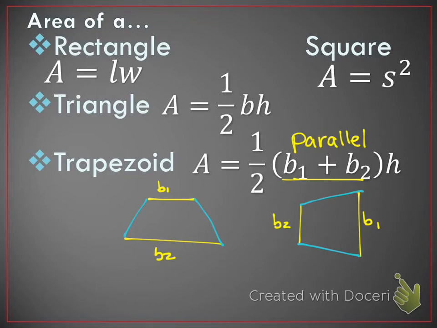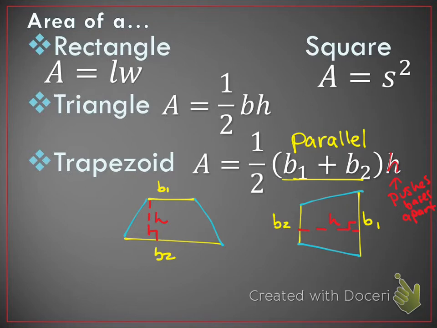Okay, and then the height. The height is what pushes the bases apart. Pushes bases apart. So in this first case, that would be up and down. And then in the second case, it'd be across. The height is what pushes the bases apart. This is pretty much the hardest one to be able to label.